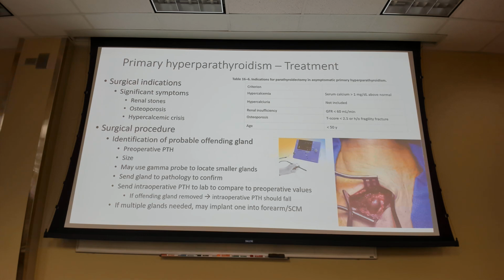And then if multiple glands are needed, if we remove all the glands, we may have to re-implant one of them. Sometimes we put it in the forearm or sternocleidomastoid, but those are other procedures we can do for these patients.